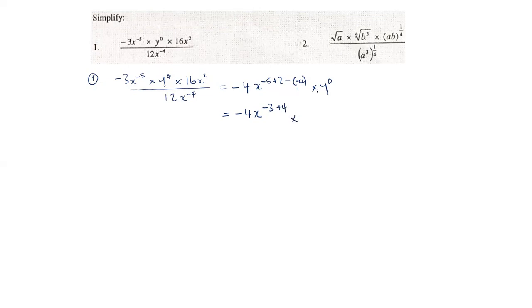Remember the definition from the laws of exponents: anything to the power of 0 will most definitely give us 1. Therefore, continuing with our final answer, 1 multiplied by that is going to be that. So now we're going to have negative 4x to the power of negative 3 plus 4, which is 1. Therefore, that is our final answer for this expression when we wanted to simplify it.